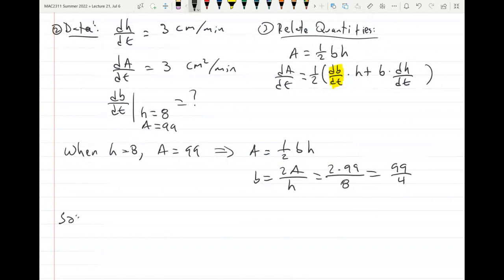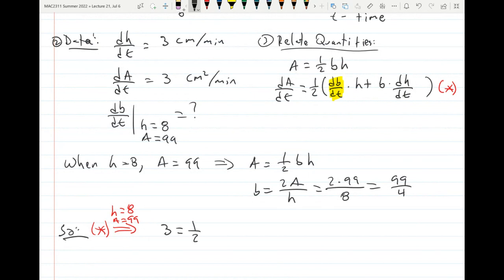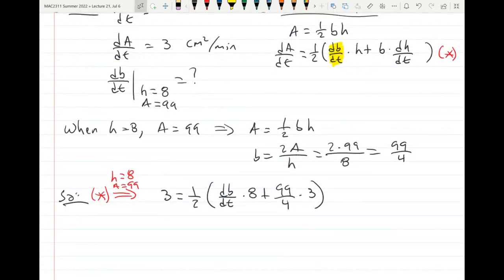Now we have all the numbers. So let's plug them in. I'm going to call this star. So formula star, with the extra data that h is equal to 8, A is equal to 99, and all the stuff that we have from above, we get the following. So dA/dt is 3. Then dB/dt, that's what we need, so keep it there. Then h is 8. Now B, we know what it is. It's 99 over 4. And dh/dt is 3. Okay. So now everything is numbers, so we just solve for the desired quantity.